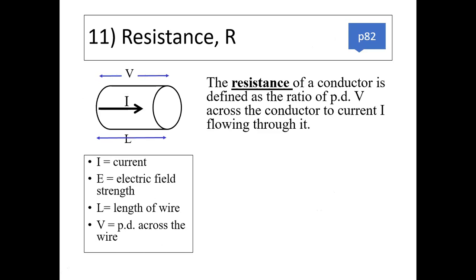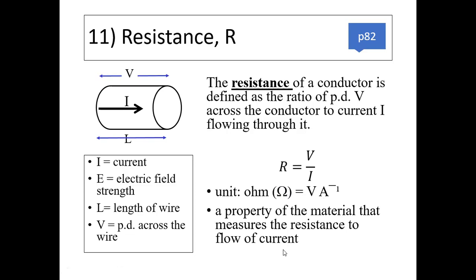Then there's your SPM work or O-level work. Resistance is the ratio of potential difference across the conductor, that V, divided by the current flowing through the conductor. V divided by I ratio. Potential difference is in volt. Current is ampere, so it's volt per ampere. We give you a special name, ohm. A property of material that measures the resistance to flow of current. Nothing much, just memory work, that's all. Okay, let's go to the next slide.